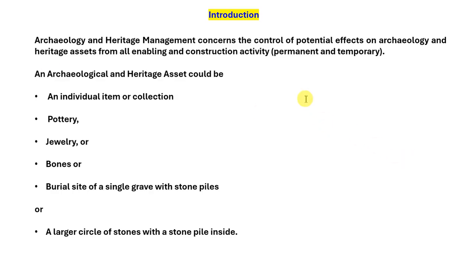In slide number one, I'm going to tell you the introduction: archaeology and heritage management concerns the control of potential effects on archaeology and heritage assets from all enabling and construction activity, either permanent or temporary. An archaeological and heritage asset could be an individual item or collection: pottery, jewelry, bones, or a burial site of a single grave with stone piles, or a larger circle of stones with a stone pile inside.